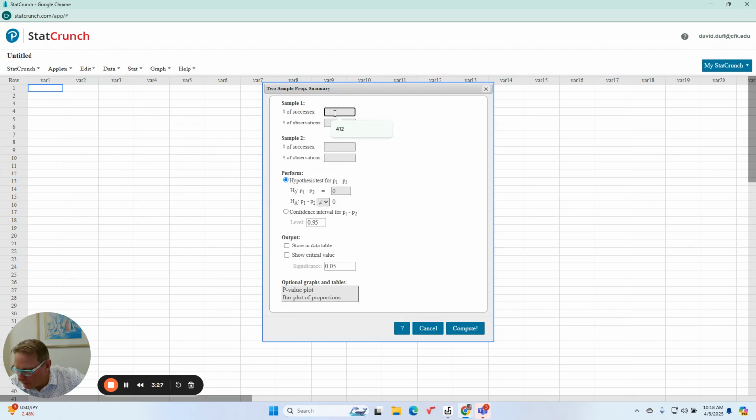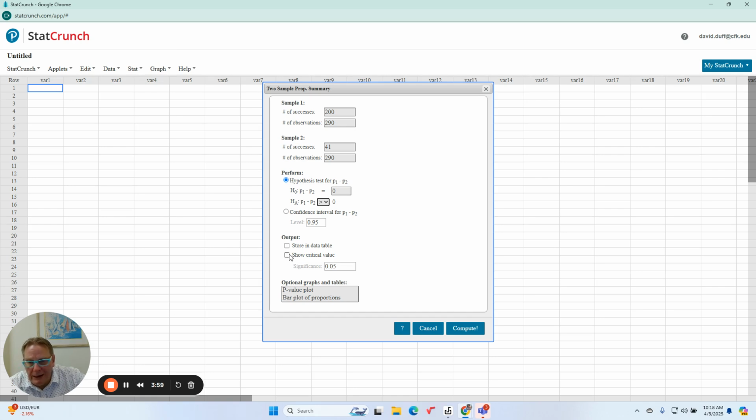So we have 200 out of 290 in the first sample, and in the second sample, we have 41 out of 290. And then we're going to do the hypothesis test that p1 minus p2 is greater than 0. In other words, that p1 is greater than p2.